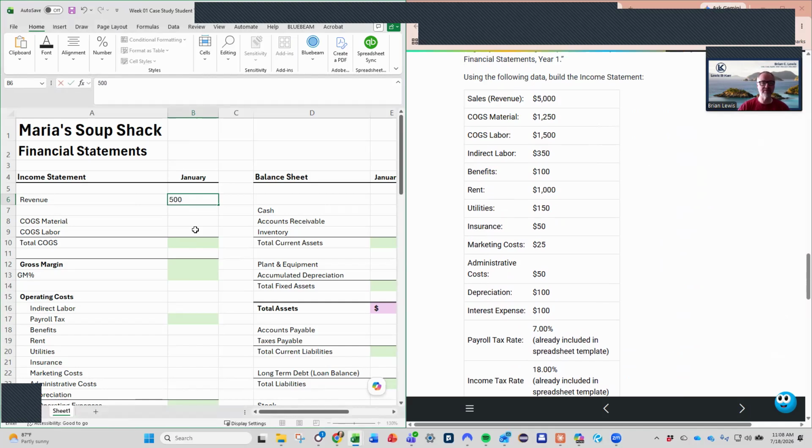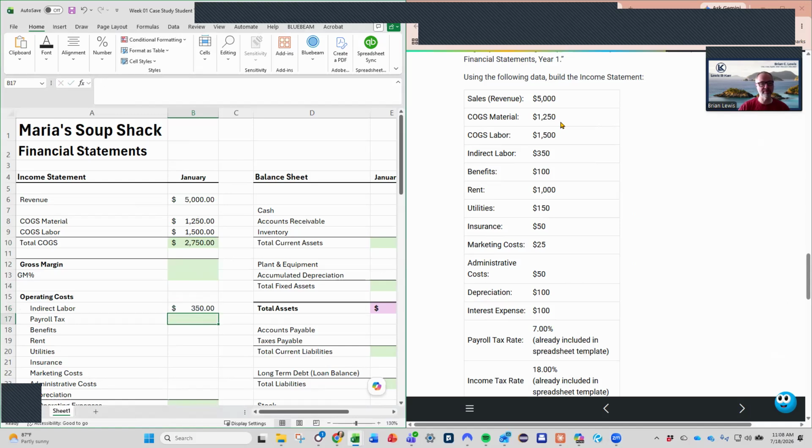Right, so 5,000 here for revenue. Cost of goods sold for material is 1,250, and cost of goods labor is 1,500. Now we can summarize these. That's pretty easy. Now, gross margin is going to be your revenue minus your COGS, right? And your gross margin percent is going to be gross margin divided by revenue. So I'll leave that to you to do.